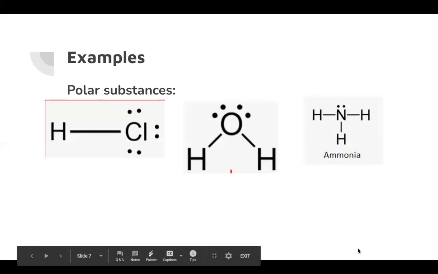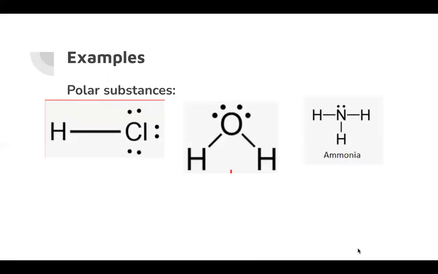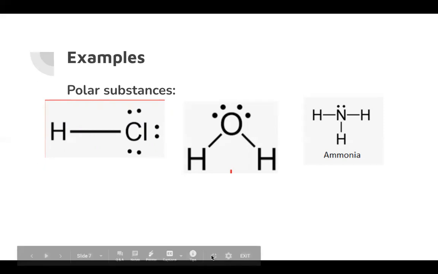Some examples of covalent bonds represented with electron dot. The first one there is hydrochloric acid or hydrogen chloride. You can see that there is a line connecting hydrogen and chlorine. That represents 2 electrons. So in this case right here, we have 2.